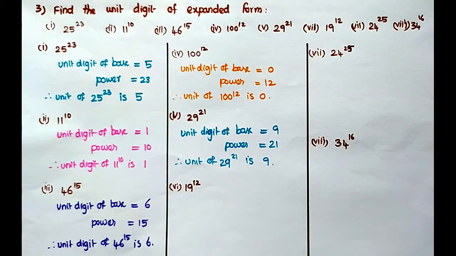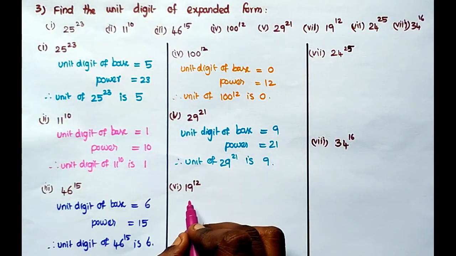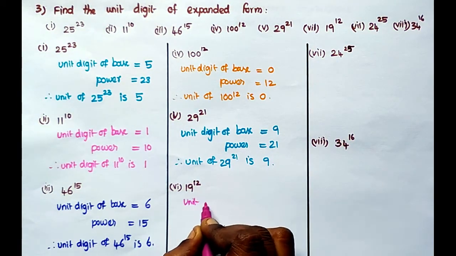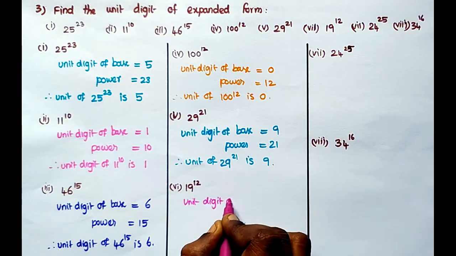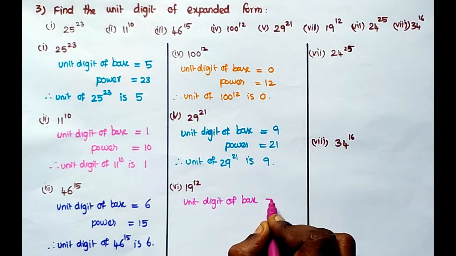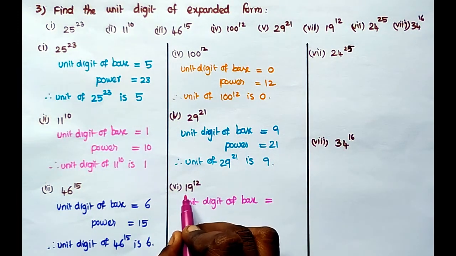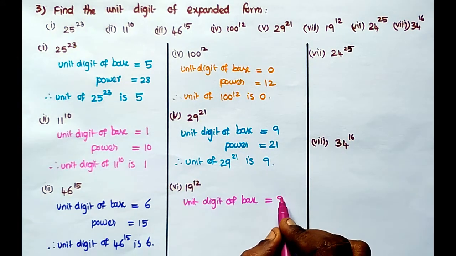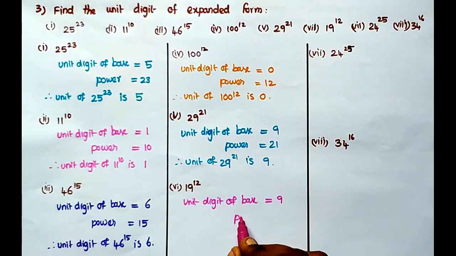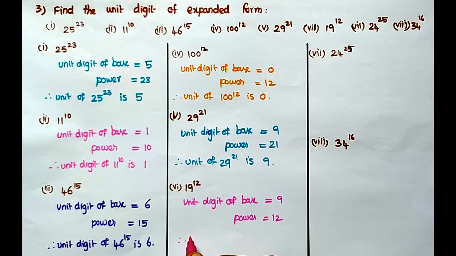Next one, 19 power 12. Unit digit of base, what is the base? 19. It ends with 9 only. So power is 12. Here the power is an even number. Even number means unit digit what? Unit digit of 19 power 12 is 1.